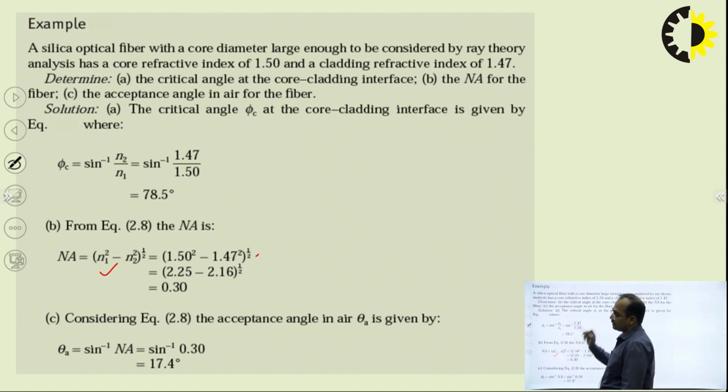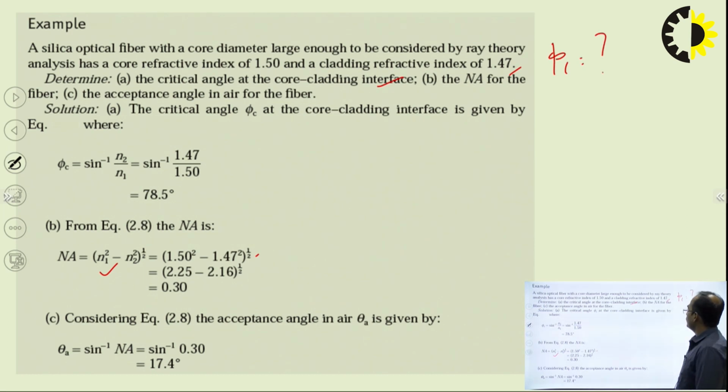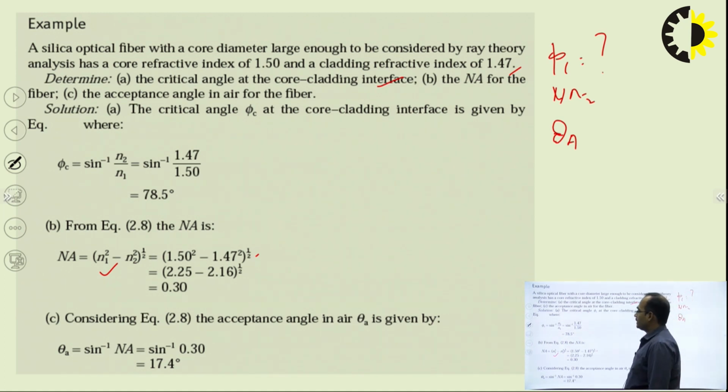Now consider a numerical: a silica optical fiber with a core diameter large enough to be considered by ray theory analysis has a core refractive index of 1.50 and cladding refractive index of 1.47. We have to find the critical angle at the core cladding interface, which means the value of phi c. We also have to find the numerical aperture for the fiber and the acceptance angle theta a. So what will be the value of phi c? Phi c is nothing but sine inverse n2 by n1.